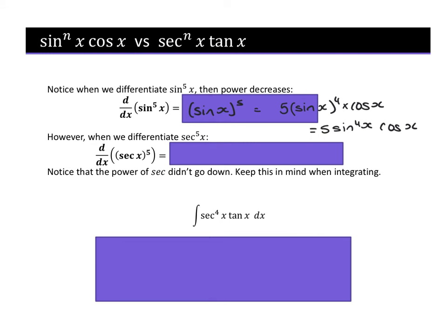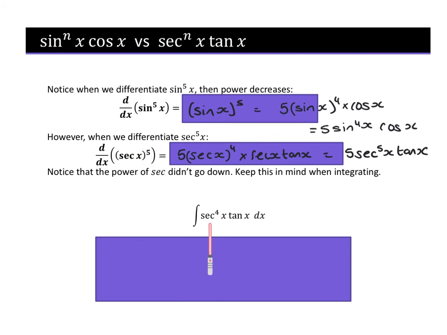However, when we differentiate sec, if we differentiate the bracket, we get 5 lots of sec x, bring the power down, multiplied by the differential of the bracket. Now the differential of sec x is sec x tan x. So the actual answer is 5 lots of sec to the power of 5x tan x. So you can see here, the power does not go down. So please keep this in mind.